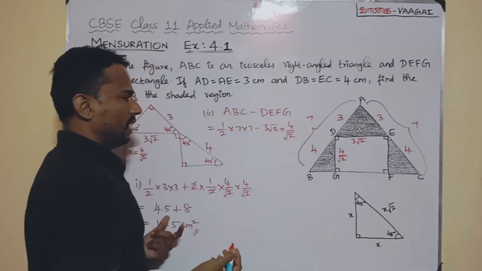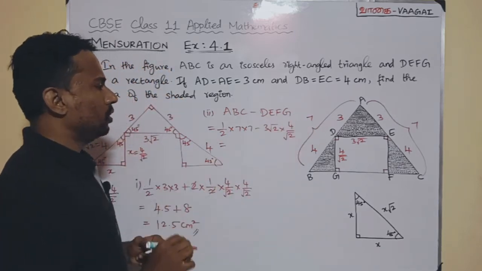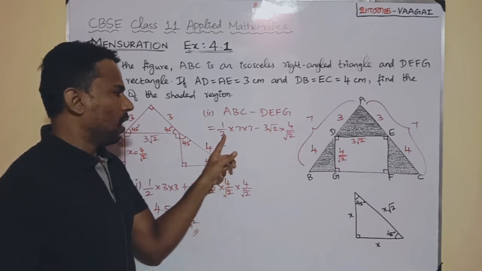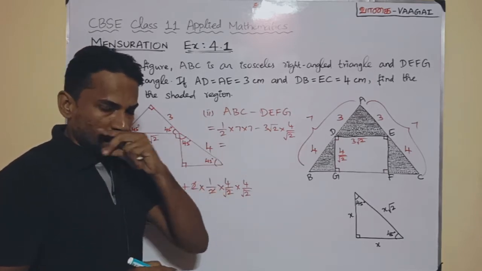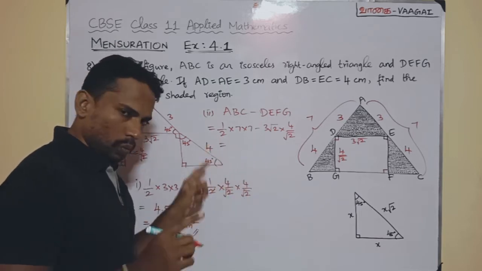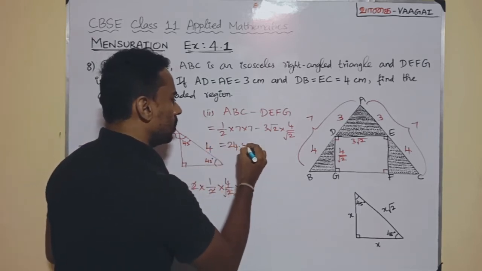This can be done to get the answer. Is it or not? So now once I do this, let me see what answer I will be getting. Now half into 7 into 7. What is 7 sevens? It will be 49. So 49 by 2 will be 24.5.